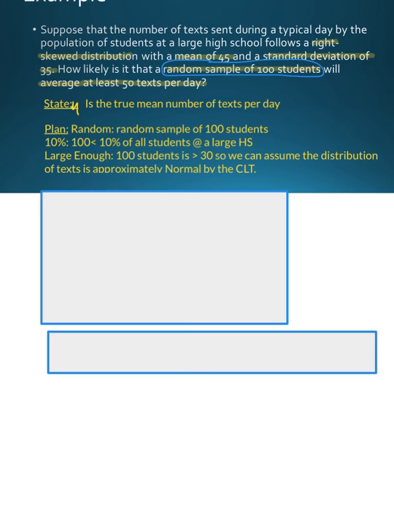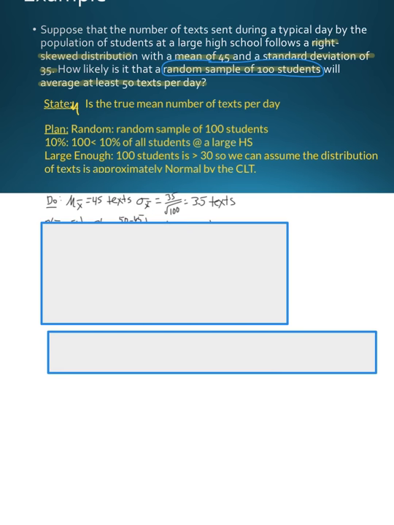And the first thing that we need to do in the do step is to identify the sample mean and standard deviation. Okay, so our sample mean is 45 texts. It is the same thing as the population mean. And for the standard deviation of the sample mean, we take the population standard deviation divided by the square root of the sample size. So we have a mean for our sample of 45 texts and a standard deviation of our sample of 3.5 texts.